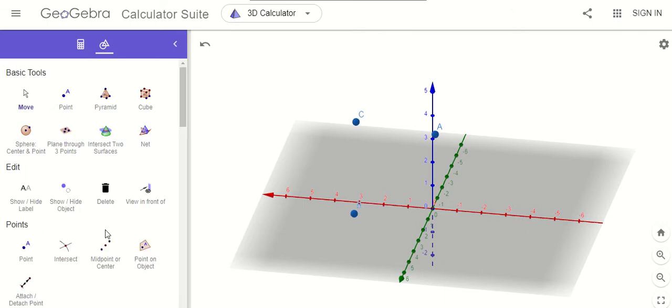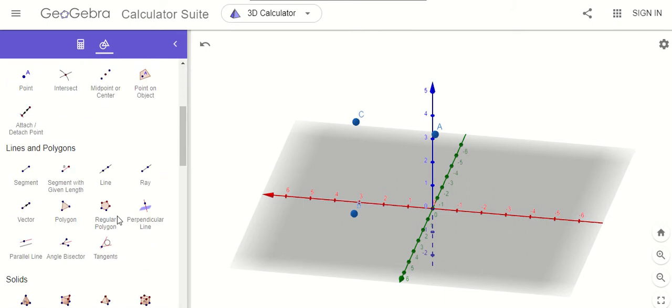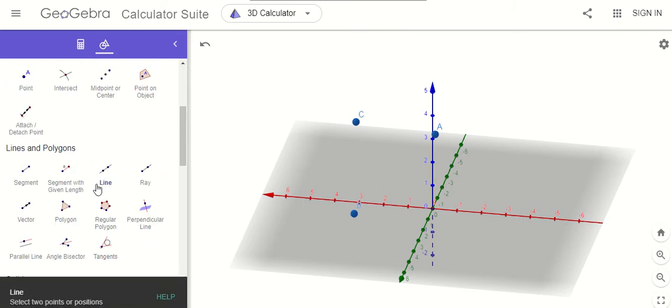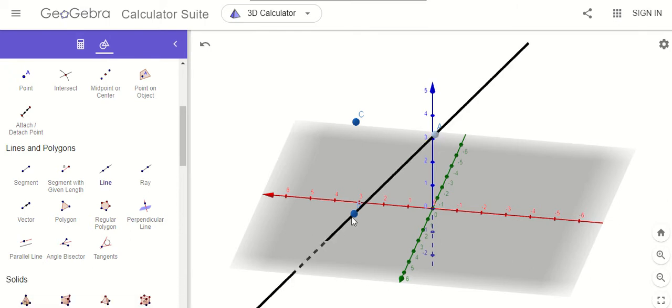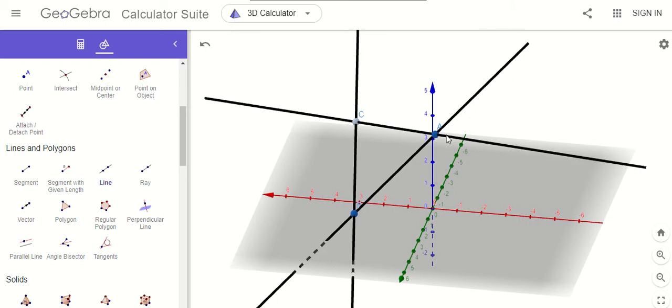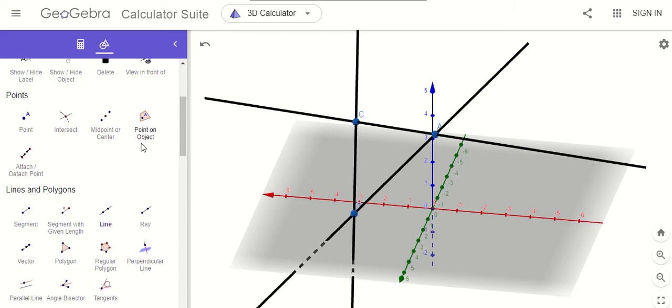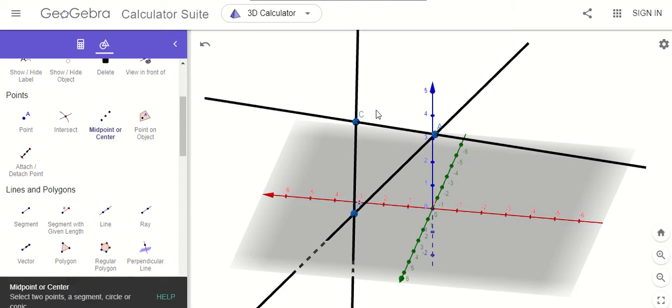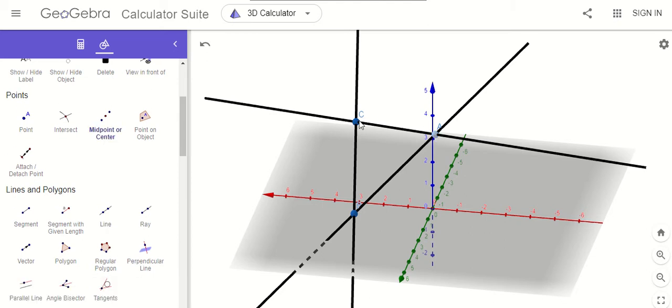First, we need to draw the lines in here. Let's say we choose this one, so we get AB, BC, CA. Later, we go to the midpoint or center. We have AC, CB, and BA.